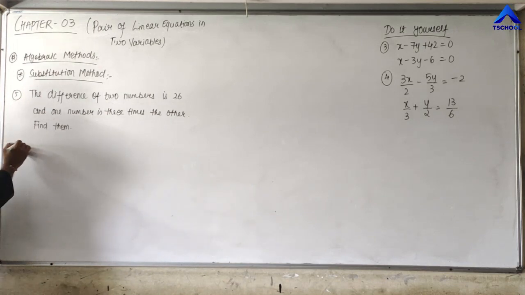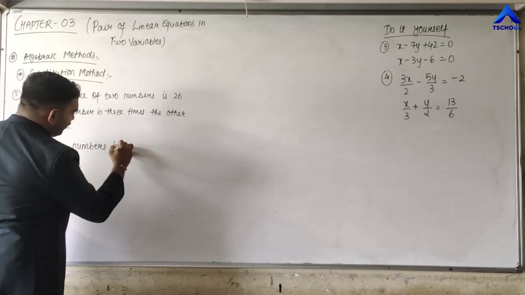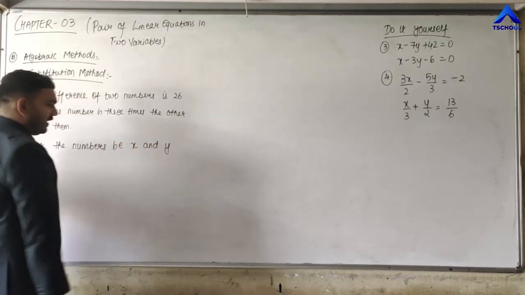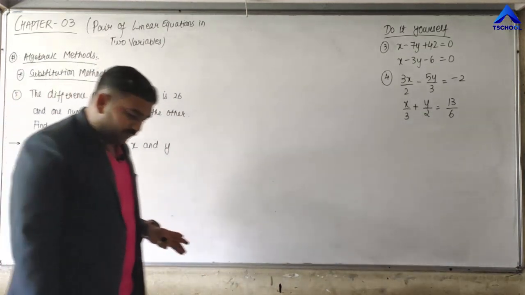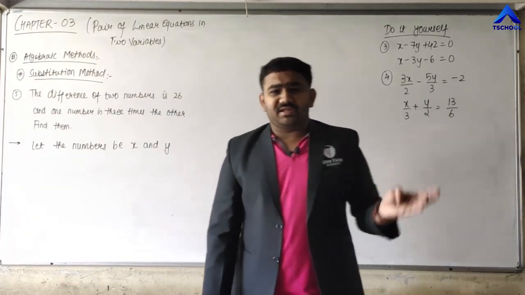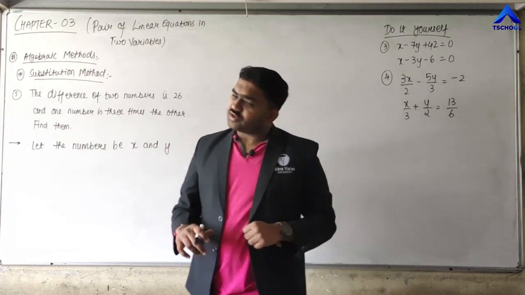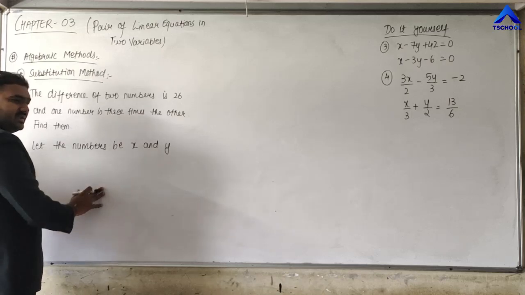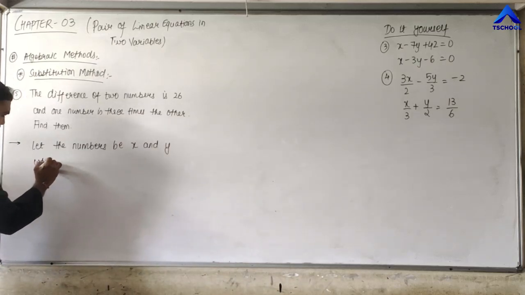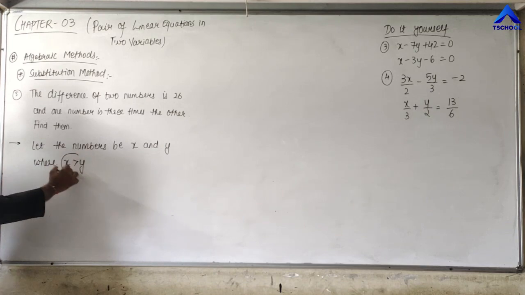So let the solution start here. By assuming that the numbers that we need to find out be x and y, right? Now you might ask what is the larger number and what is the smaller number, because the difference is 26. That means one of the numbers will be larger and the other one will be smaller. So let us say the numbers that we have assumed are x and y, where x is greater than y. This is important that you need to remember.